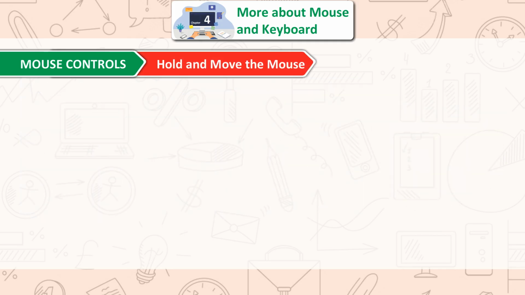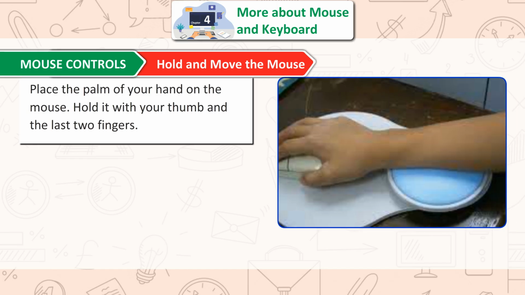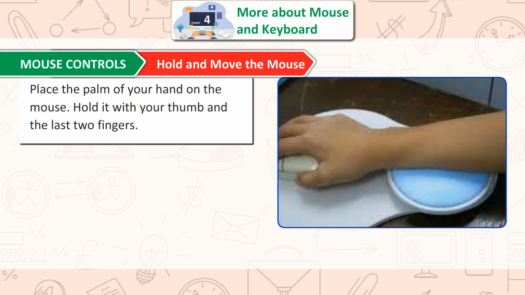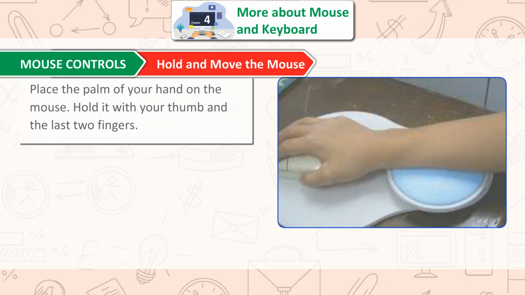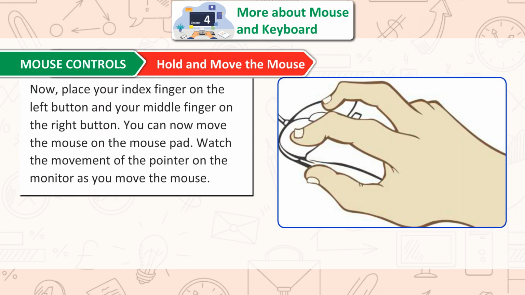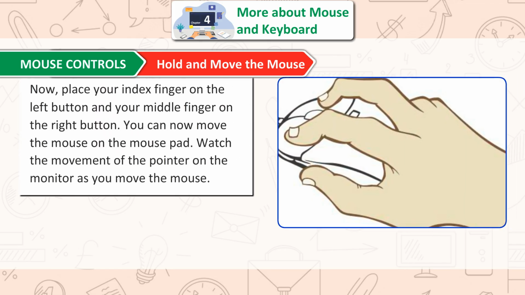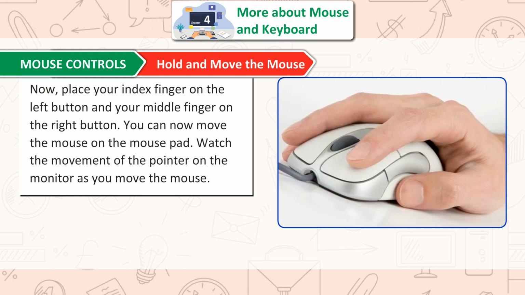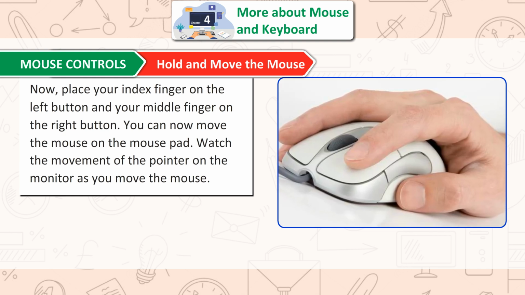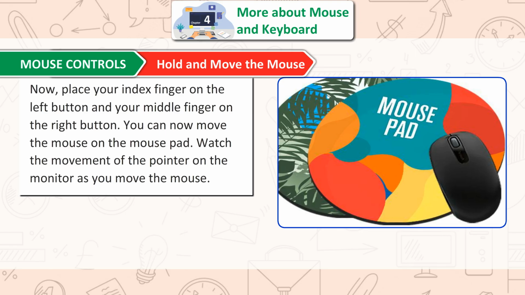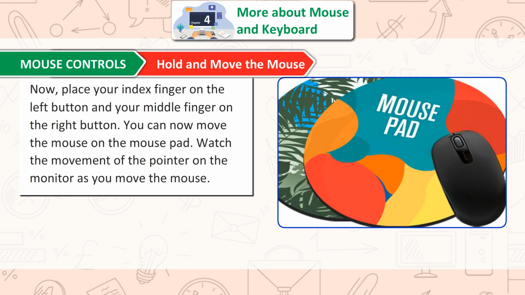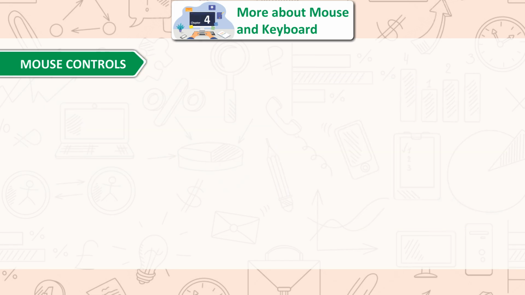Hold and move the mouse. Place the palm of your hand on the mouse. Hold it with your thumb and the last two fingers. Now place your index finger on the left button and your middle finger on the right button. You can now move the mouse on the mouse pad. Watch the movement of the pointer on the monitor as you move the mouse.